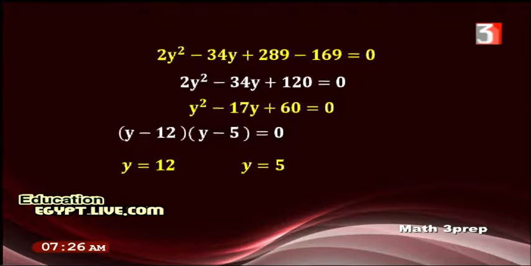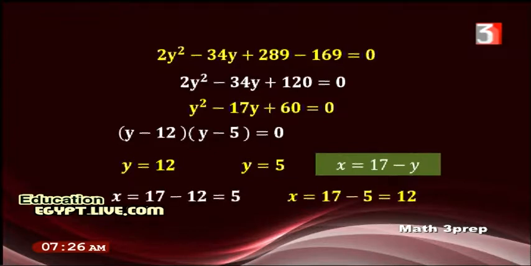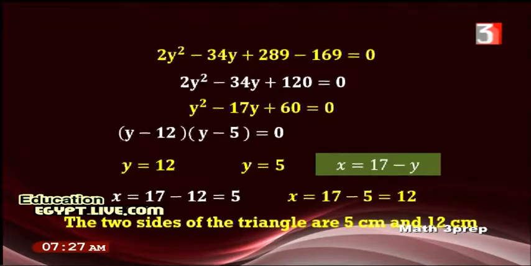Can you find the value of x? Of course, yes. As x equals 17 minus y, when y equals 12, x is 17 minus 12, which gives 5. And when y equals 5, the value of x is 17 minus 5 equals 12. In this case, we can say that the two sides of the triangle are 5 and 12 centimeters.